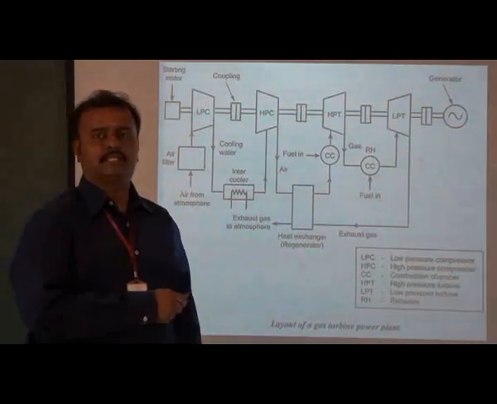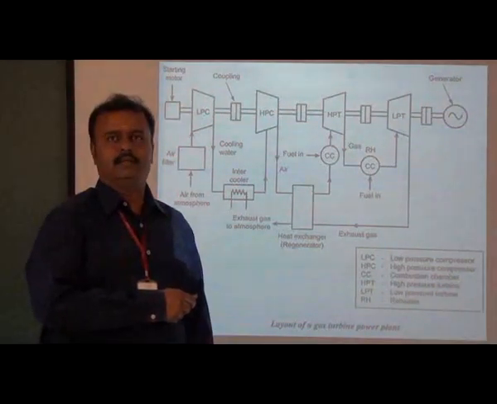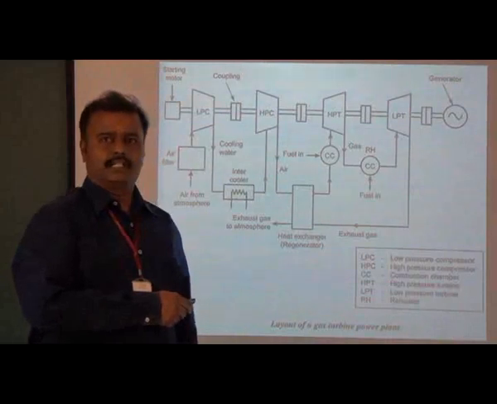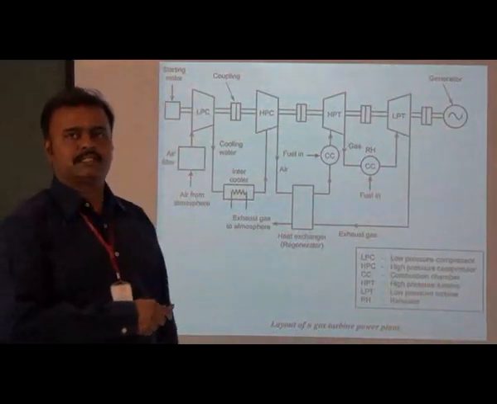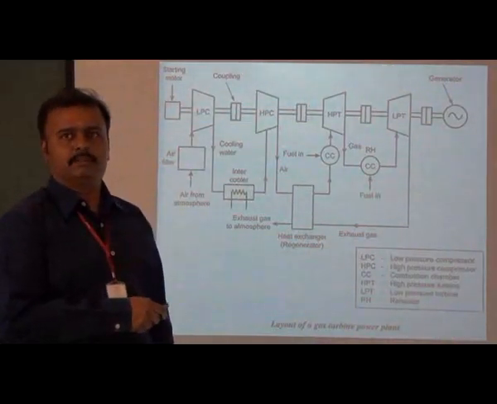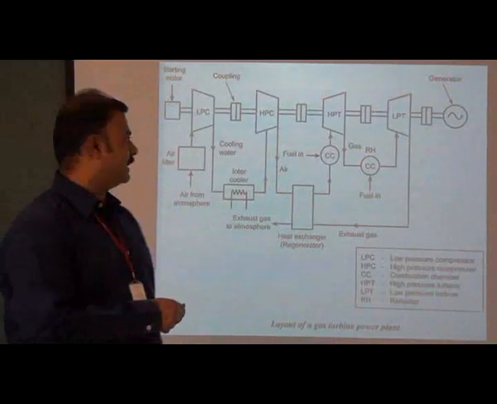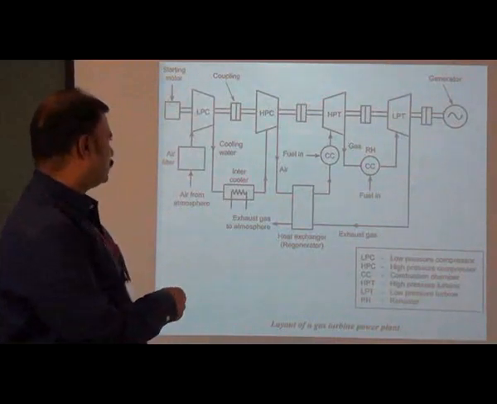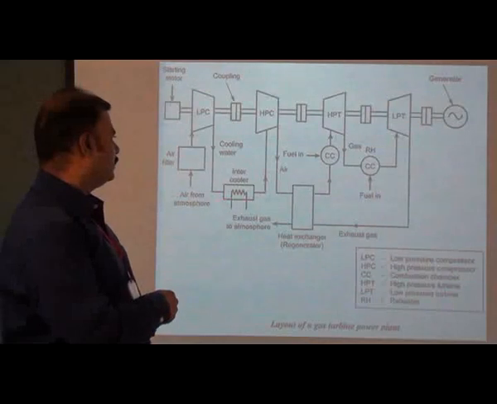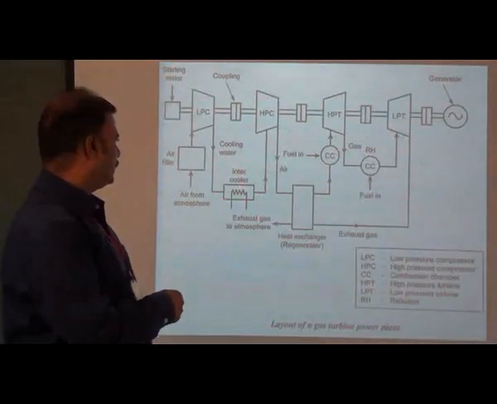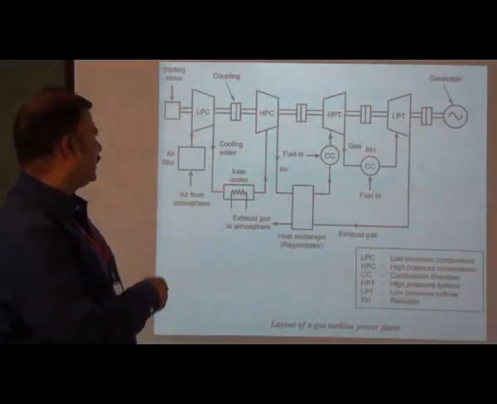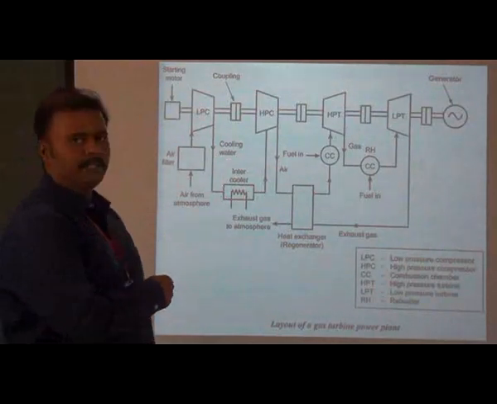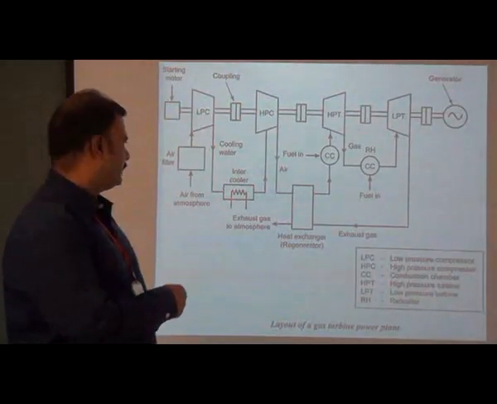While increasing the pressure, the temperature is also increased, because PV is equal to RT, so pressure is directly proportional to temperature. If the pressure is increased, temperature is also increased. So then it passes through the intercooler. The intercooler is nothing but a device to reduce the temperature of the air which passes through the compressor. So that is the purpose of the intercooler.